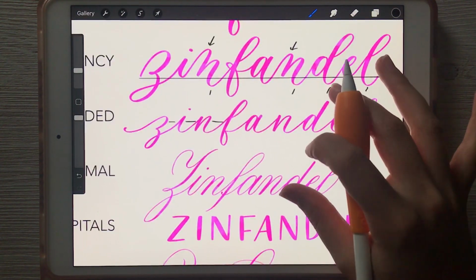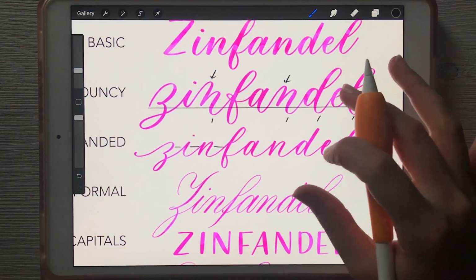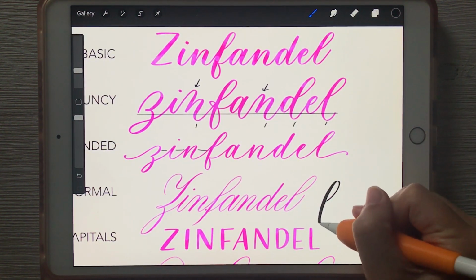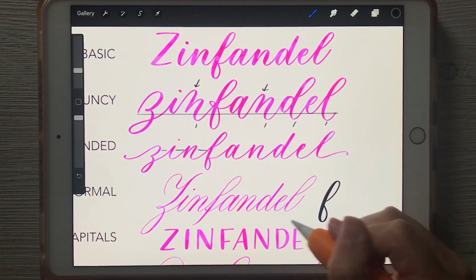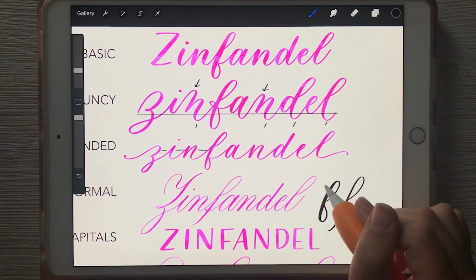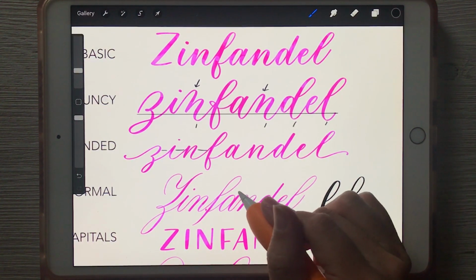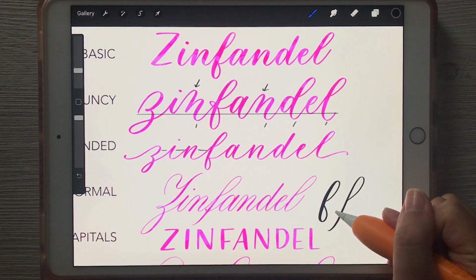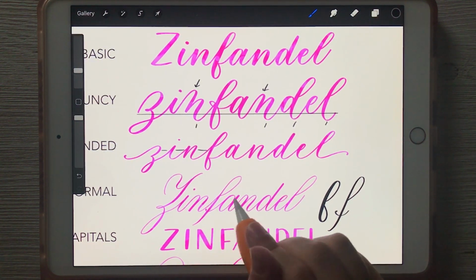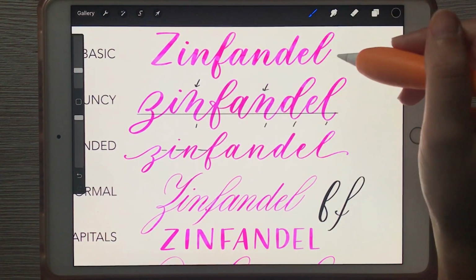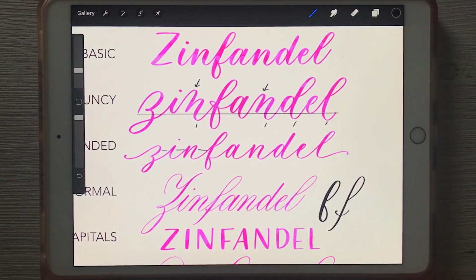Formal, a great letter to look at for this one would be the F. You can see in the more basic version, it has a loop on the top and the bottom, but for this one we have a very elegant loop on top. The ascender is actually taller in proportion compared to the basic version, and then we also have a nice elegant looking stroke, like the strokes aren't too thick and chunky like they are in the basic version. They're nice and thin, and the letters are also a little bit narrower and more slanted.